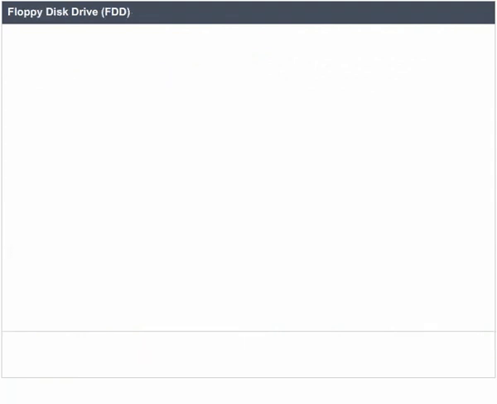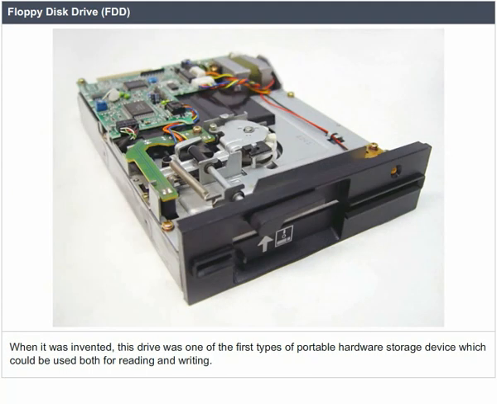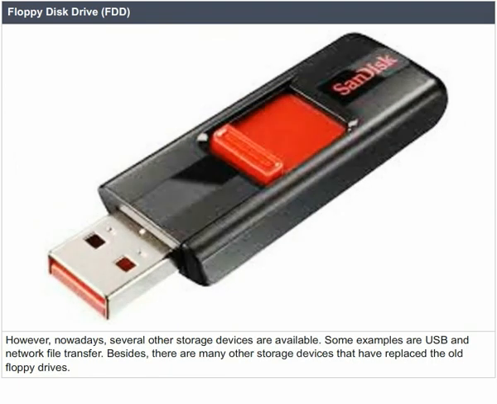Floppy disk drive, FDD. Floppy disk drive or FDD is a device that reads all the stored data information. It is used to save data in removable diskettes. When it was invented, this drive was one of the first types of portable hardware storage device which could be used both for reading and writing. However, nowadays several other storage devices are available. Some examples are USB and network file transfer. Besides, there are many other storage devices that have replaced the old floppy drives.